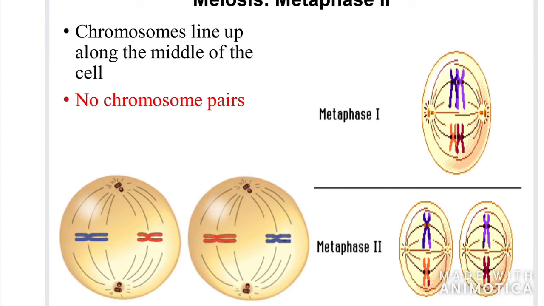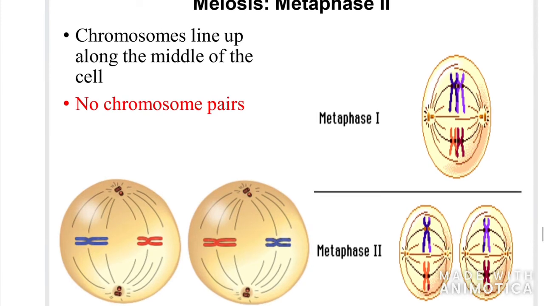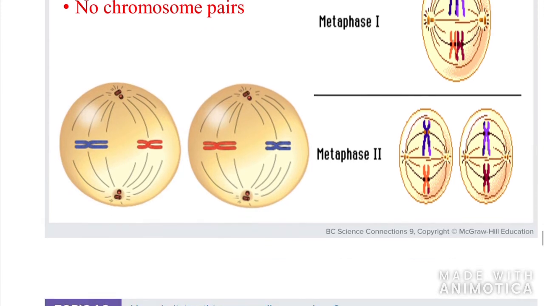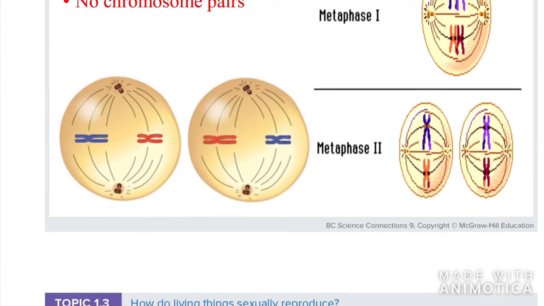So remember in metaphase 1, we had our homologous pairs pair up, so we had two X's. It was not single file, but two pairs in line. And then in metaphase 2, we have two separate cells, which is why we always show them, but they're single file again.